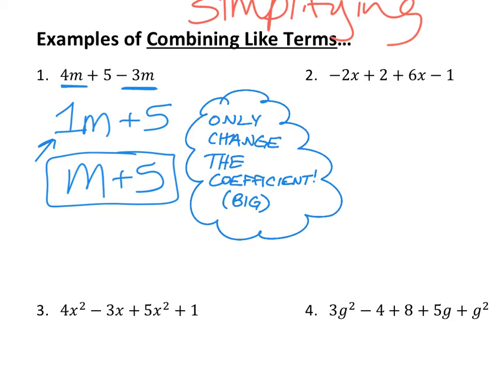We look at number 2. What is like with negative 2x? 6x, absolutely. All I have to do is add those things together and not change the letter or the exponent. What is negative 2 plus 6? 4, so I have 4 x's.